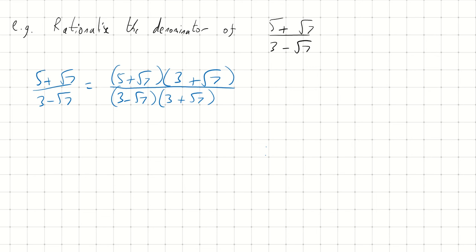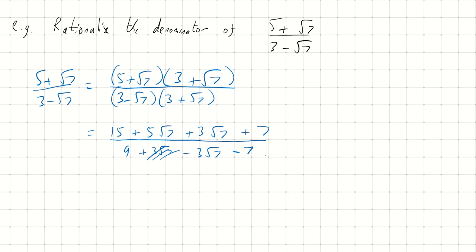Okay, now we're going to expand the brackets. The top becomes 3 times 5 is 15. We get plus 5 root 7, plus 3 root 7, and plus root 7 times root 7 is just plus 7. And the denominator, 3 times 3 is 9, minus 3 root 7, plus 3 root 7, and minus root 7 times plus root 7 is minus 7. And as we expect, we'll get some cancellation in the denominator.